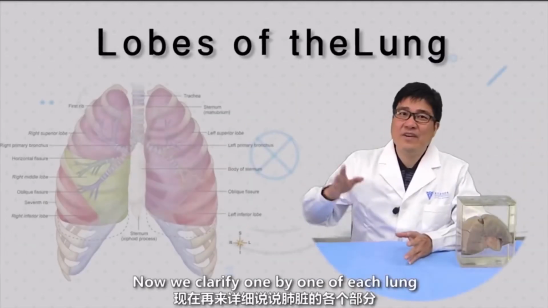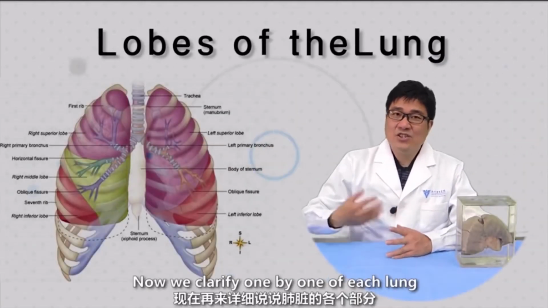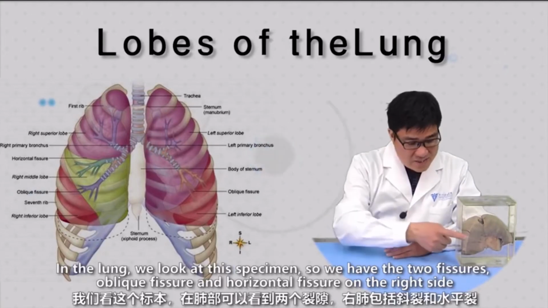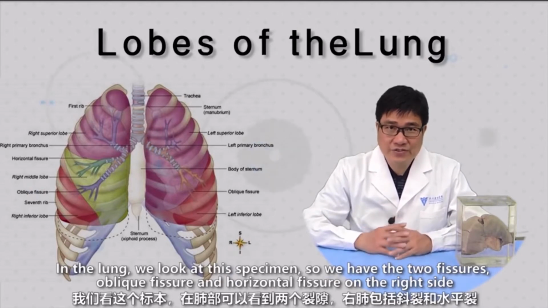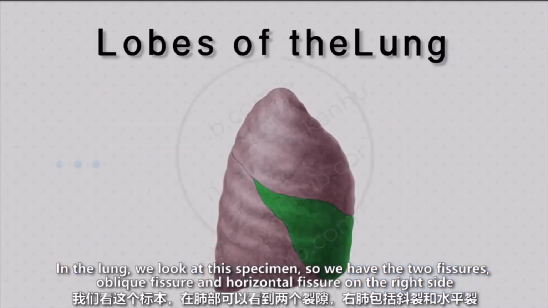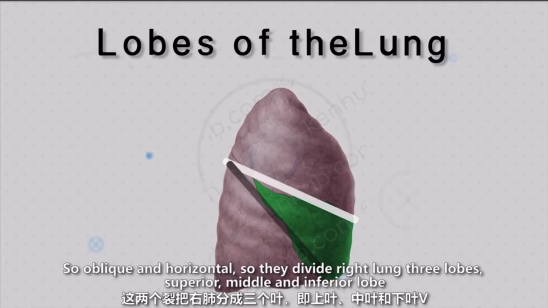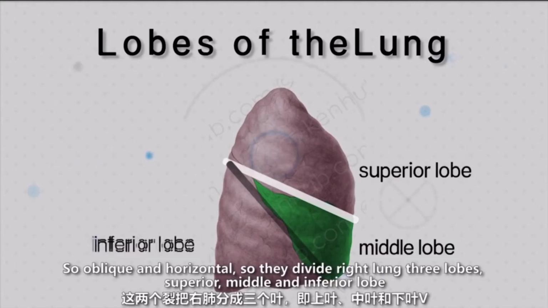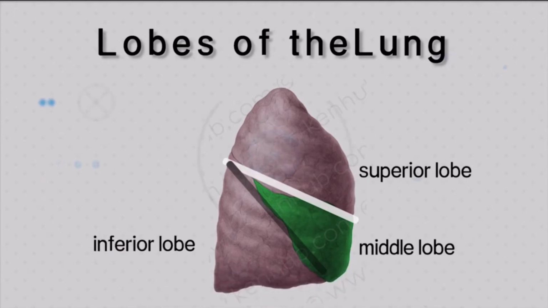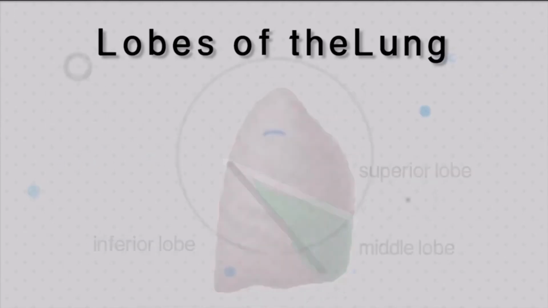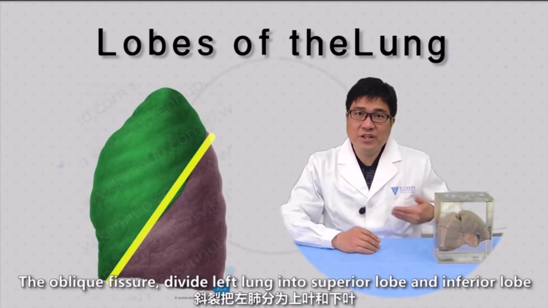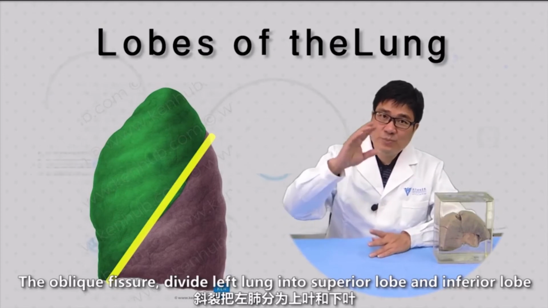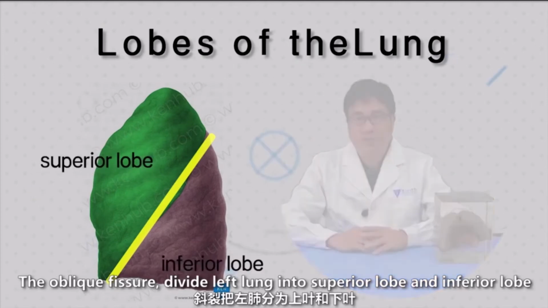Now we clarify each lung one by one. Looking at this specimen, the right side has two fissures, the oblique fissure and the horizontal fissure. They divide the right lung into three lobes: superior, middle, and inferior. How about the left side? The left side has only the oblique fissure, which divides the left lung into the superior and inferior lobes.